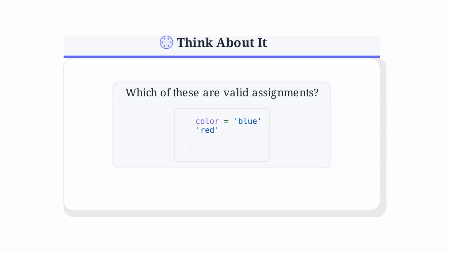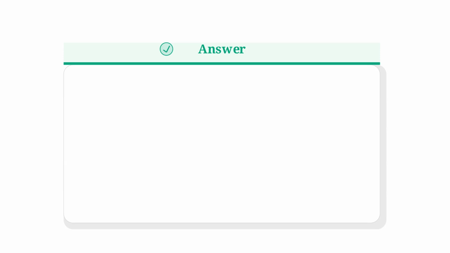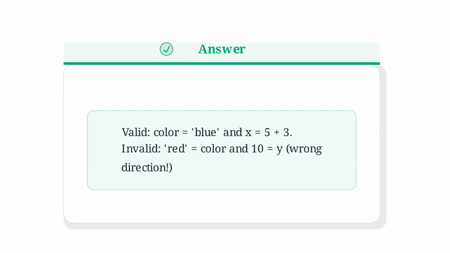Quick test time. Look at these 4 statements and identify which ones are valid assignments. Remember the direction rule. The valid ones are color equals blue and x equals 5 plus 3. Both have variables on the left, values on the right. The invalid ones try to put variables into values. Python can't do that.